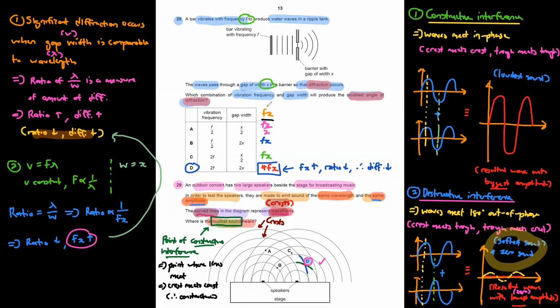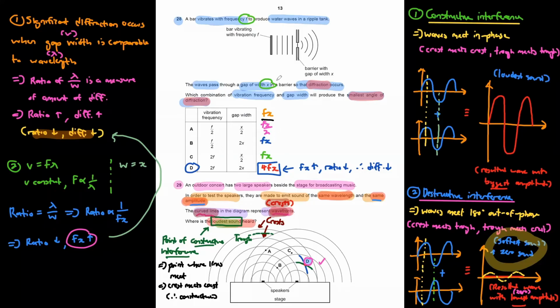Now imagine there's another line in between these two lines right over here. That one will actually be your wave trough. So you want to find a point where a crest meets with a trough so that you get destructive interference, so that you get zero sound or softer sound. Those points will actually be points A and B here.